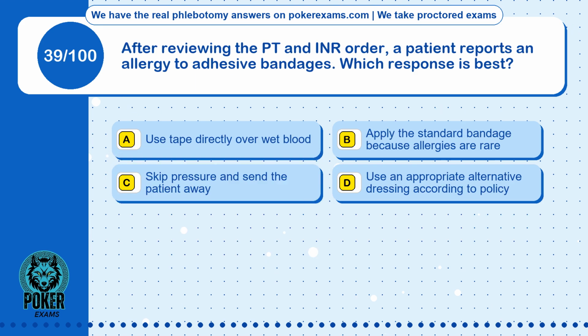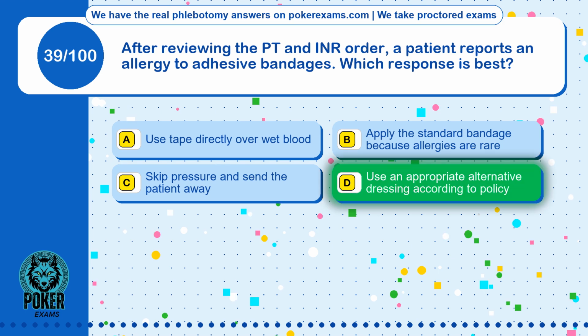Question 39. After reviewing the patient and INR order, a patient reports an allergy to adhesive bandages. Which response is best? Option A. Use tape directly over wet blood. Option B. Apply the standard bandage because allergies are rare. Option C. Skip pressure and send the patient away. Option D. Use an appropriate alternative dressing according to policy.